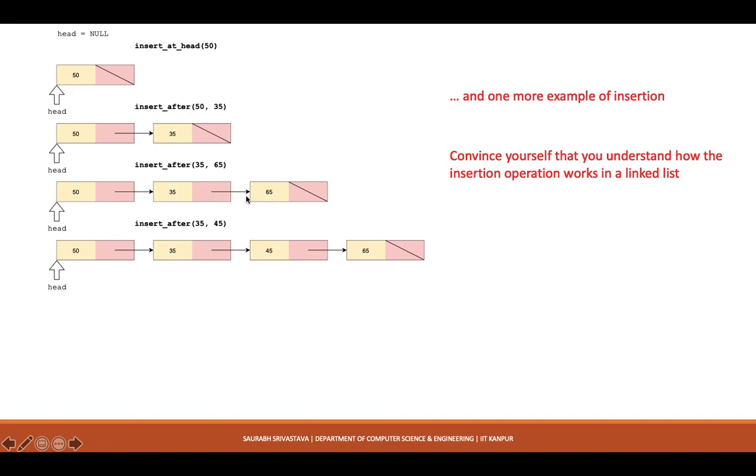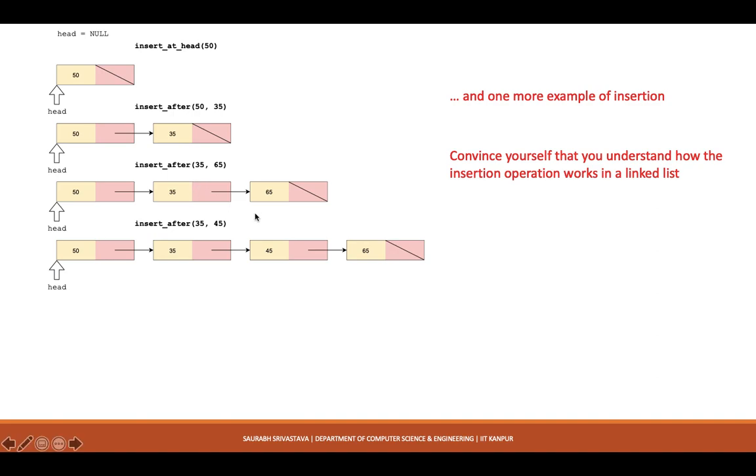35 is being inserted between two existing nodes of the linked list. So again, I start from head, I move up to 35, I create a new node, and the pointers change. This 35, which was initially pointing to 65, I have now made point to this new node with 45, and this new node points to 65. So it gets inserted in between, and it's all happening through pointers.